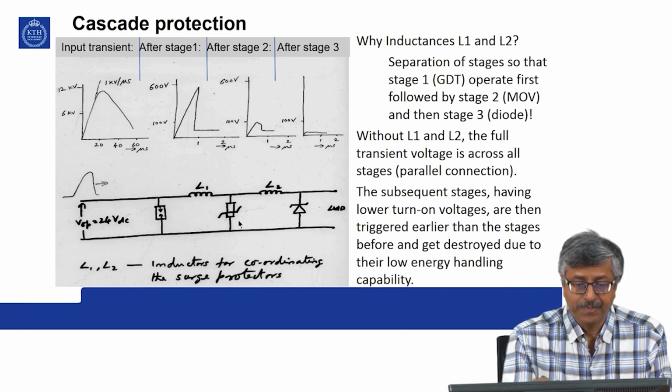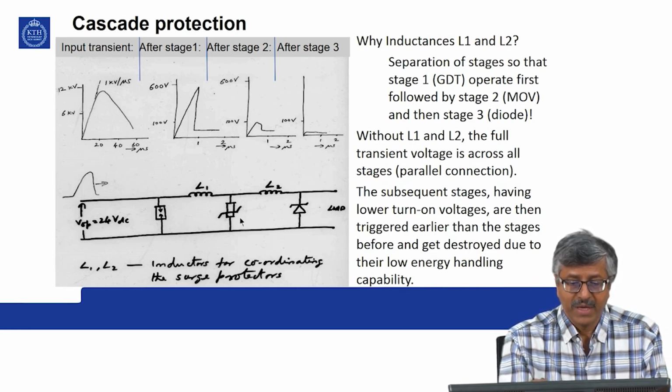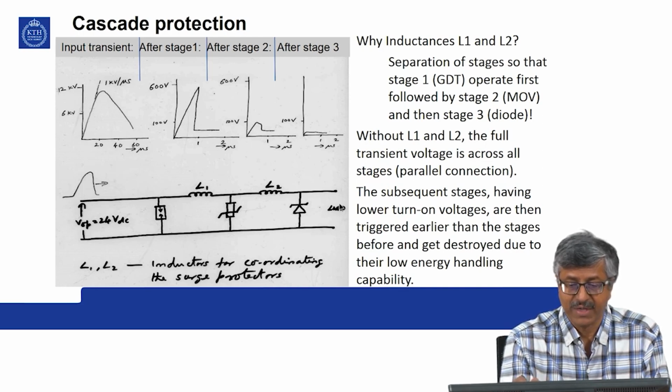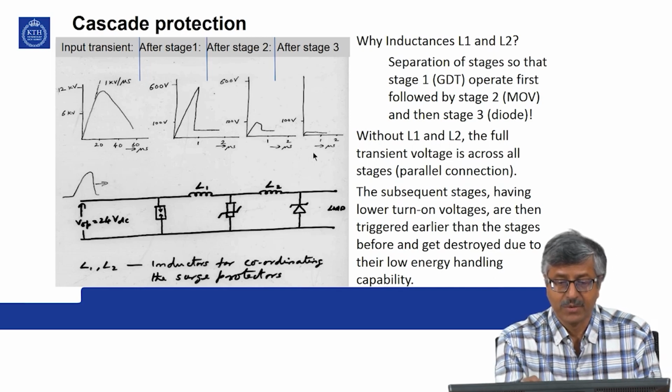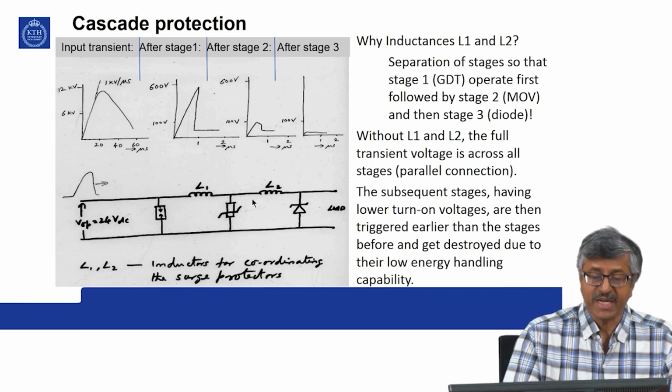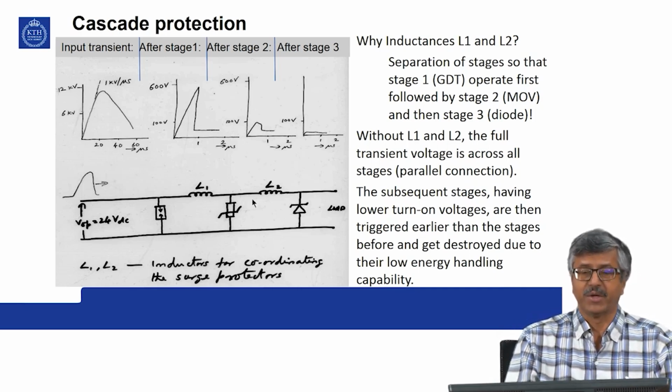Then you have a MOV, so that is clamping the voltage. Then after that you have a diode clamping the voltage. So, you get very low values over here. So, in between you have inductors for coordinating the surge protectors.